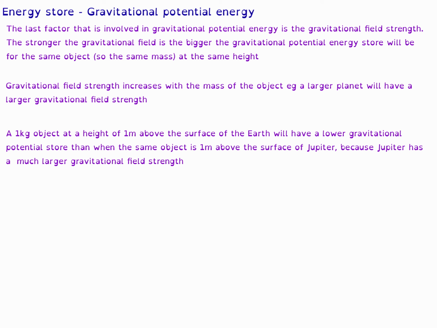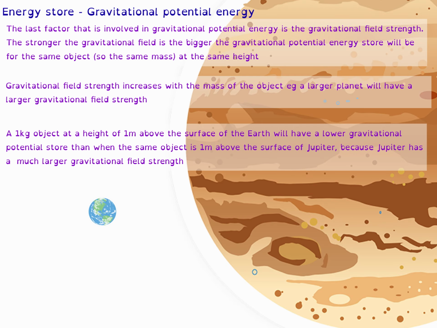A 1 kilogram object at a height of 1 metre above the surface of the Earth will have a lower gravitational potential store than when the same object is 1 metre above the surface of Jupiter, and that's because Jupiter has a much larger gravitational field strength. This isn't to scale, but you get the idea that Jupiter is a lot bigger than the Earth.